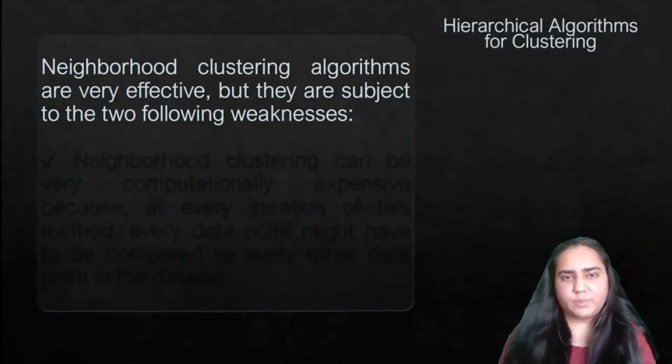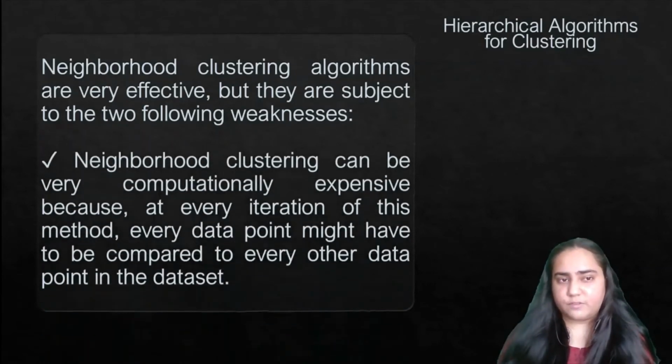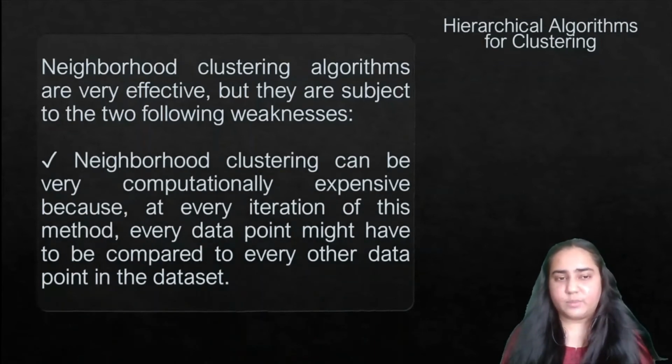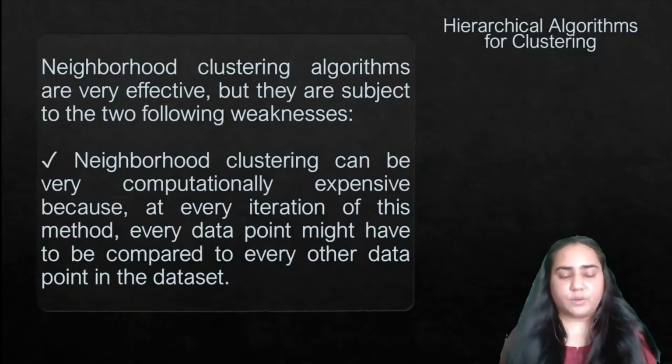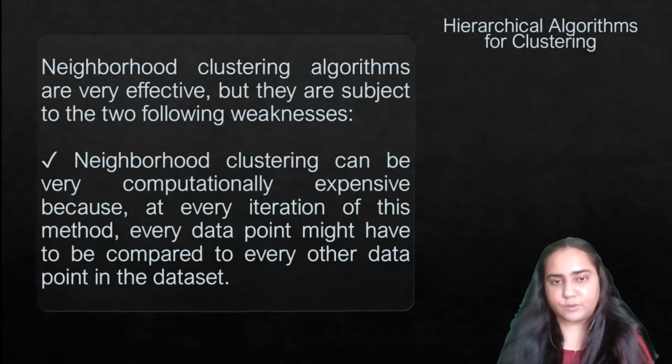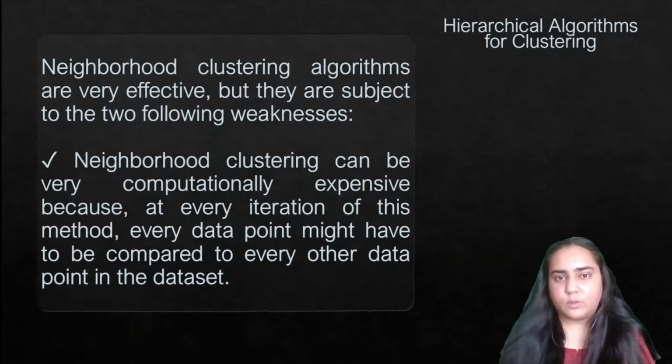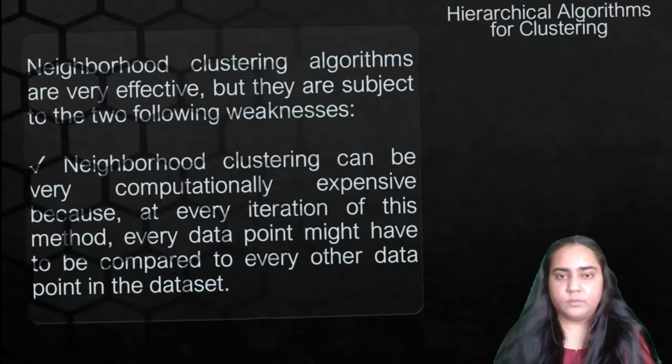Now, what are neighborhood clustering algorithms? They are very effective, but they are subject to the following two weaknesses. The first weakness is that neighborhood clustering can be very computationally expensive because at every iteration of this method, every data point might have to be compared with every other data point in the data set. So just like hierarchical, you have to compare one data point with another data point and so on. And because of that, they are computationally expensive.